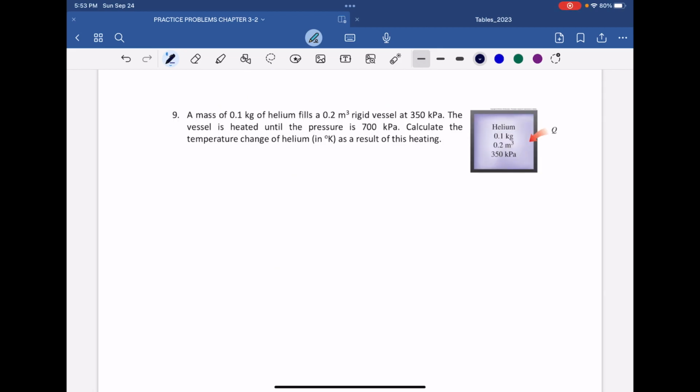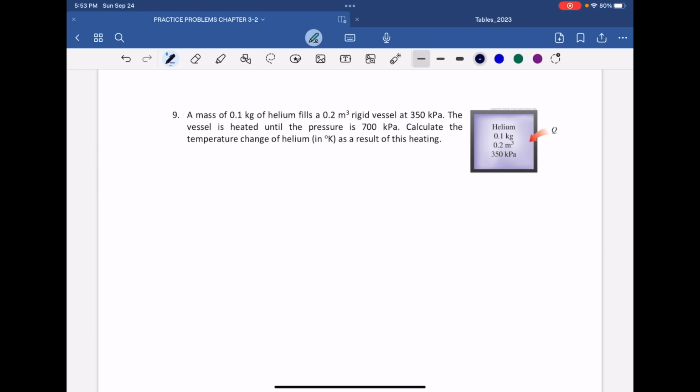Okay, a mass of 0.1 kilogram of helium fills a 0.2 meter cubed rigid vessel at 350 kilopascal. The vessel is heated until the pressure is 700 kilopascal. Calculate the temperature change of helium as a result of this heating. Okay, so basically they give us initial and final properties of that ideal gas, helium, and all we have to do is use the ideal gas equation to figure out what they're asking for.